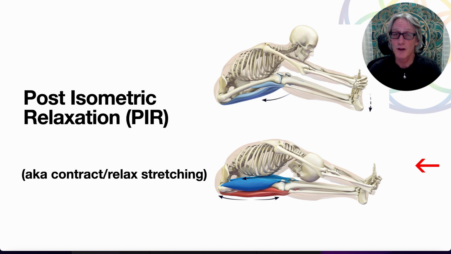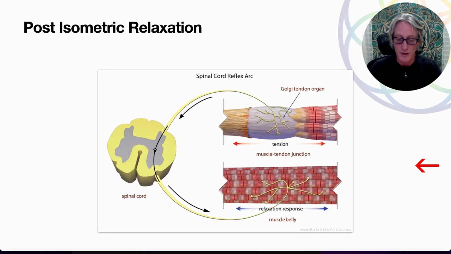So this is a way to treat the scapular stabilizers for trigger points, using post-isometric relaxation, contract, relax stretching. You can do this in any yoga pose. In this example, we're doing it for the scapular stabilizer muscles. So just a little bit about how this works, and then I'll demonstrate it.